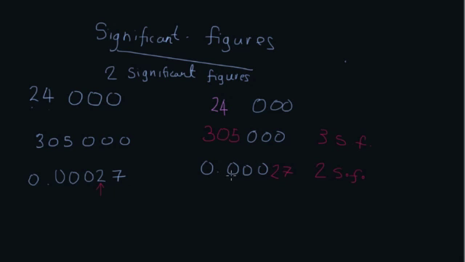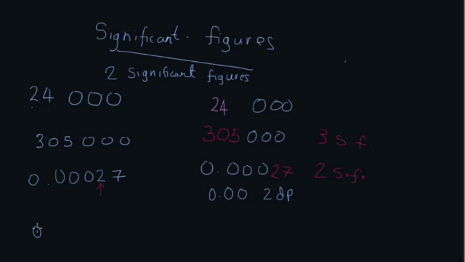But if I was to say 2 decimal places, you would have 0.00, because the thousandths column is empty as well. So that's 2 decimal places, but this is 2 significant figures. So you can see this example clearly shows us the difference between the two.